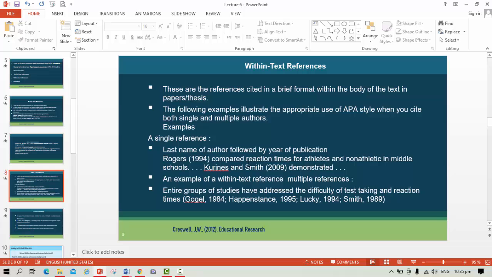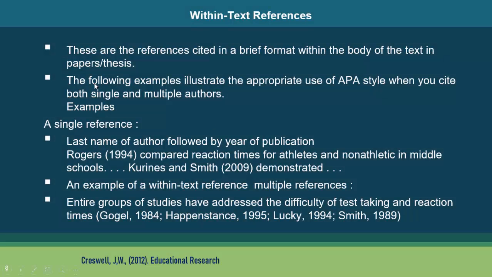Coming back to the topic, within text references are the references cited in brief format within the body of the text in papers and theses. The following examples illustrate the appropriate use of APA style when you cite both single and multiple authors.